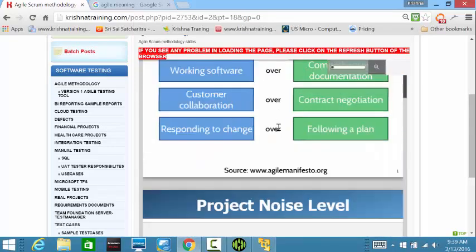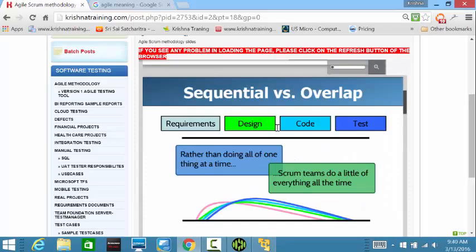If you take a look at this, this is our sequential requirements, design, code, and test. What they are saying is, rather than doing all of one thing at a time, focusing on one particular phase at one time, we will be doing a little of everything all the time. In the waterfall methodology, once the requirements are done, the design has to be done, then coding has to be done. But in agile methodologies, we will not do it like that, but we will be doing a little of everything at one time. We will be taking something on requirements, something on design, something on code, and doing something on test.